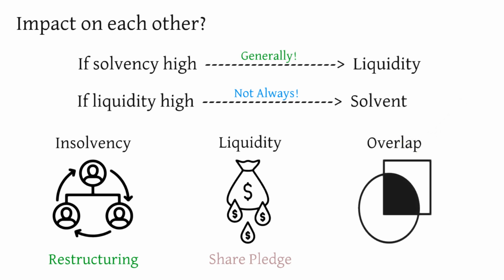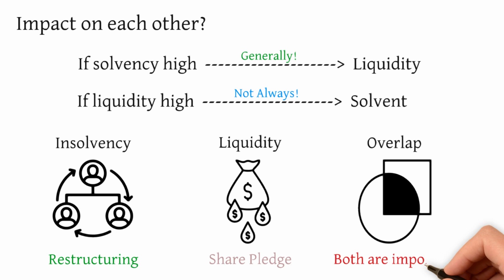A bank can sell assets at a loss to raise cash to pay immediate bills, which can soon turn into a solvency crisis. At the end of the day, both are equally important. A well-managed company should be liquid and solvent.